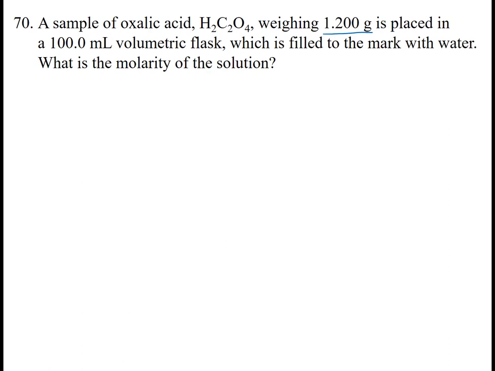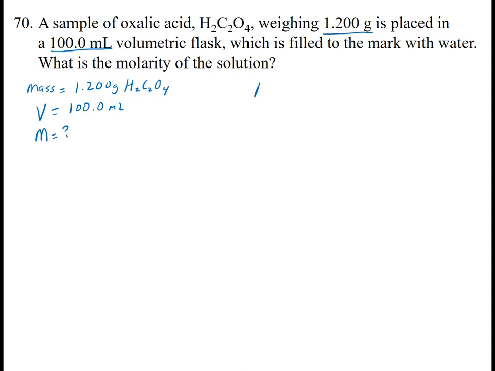Grams is a unit of mass, and M, as you just saw, is going to be used many, many times. So I actually write out mass, 1.200 grams of H2C2O4. Milliliters is a unit of volume, so V is 100.0 milliliters. And I also write down what we're looking for, the molarity, with a question mark there, because you need to know where you're trying to get to.